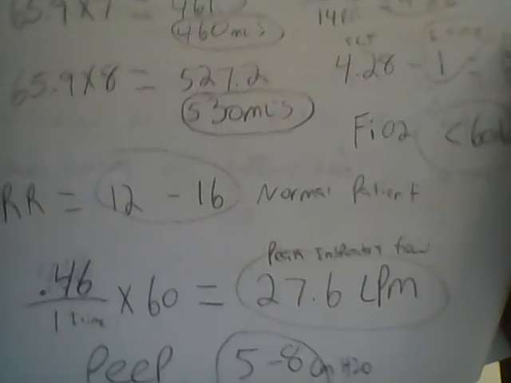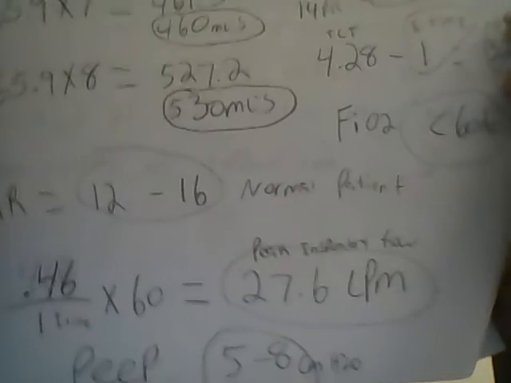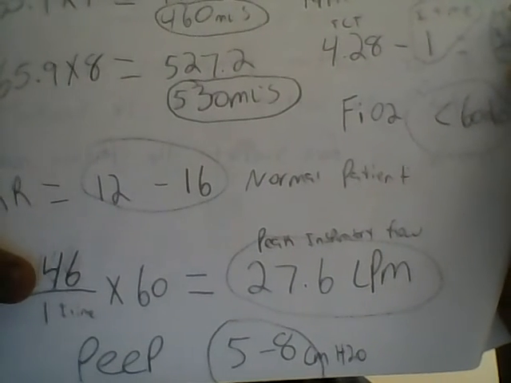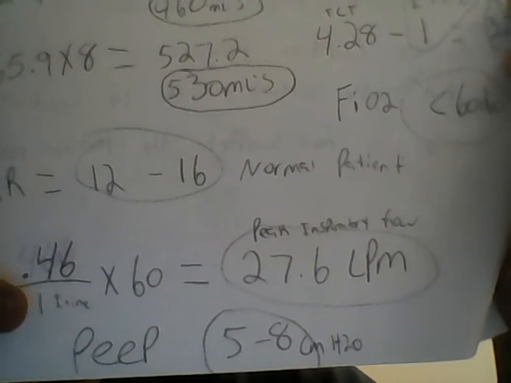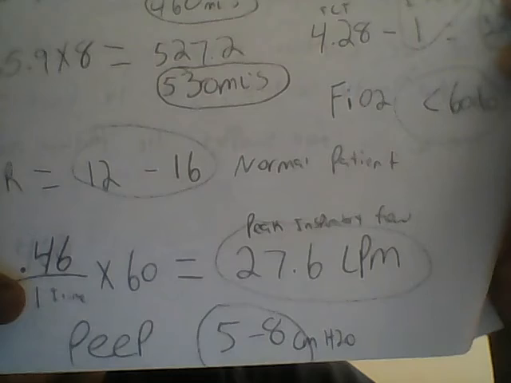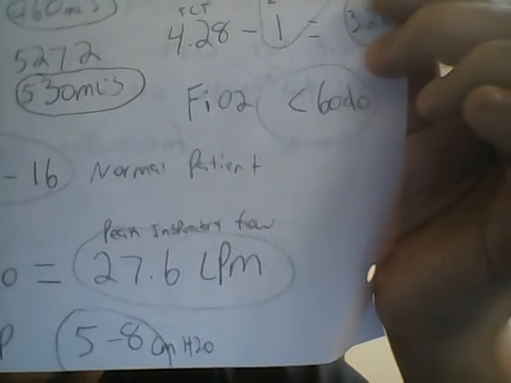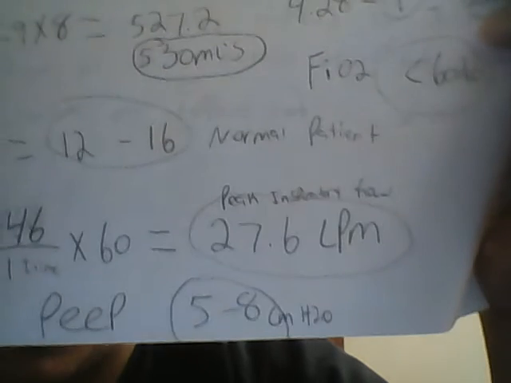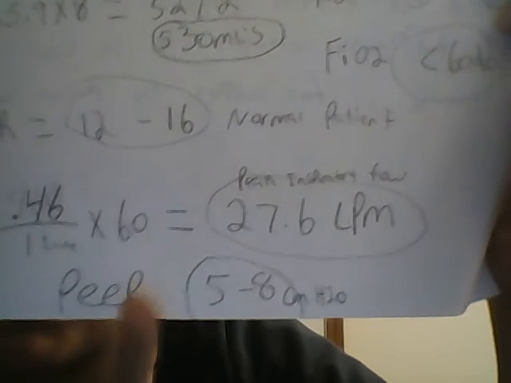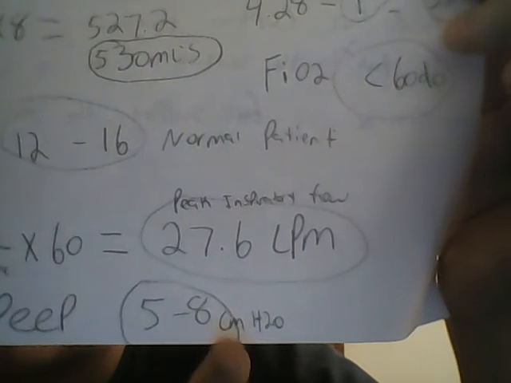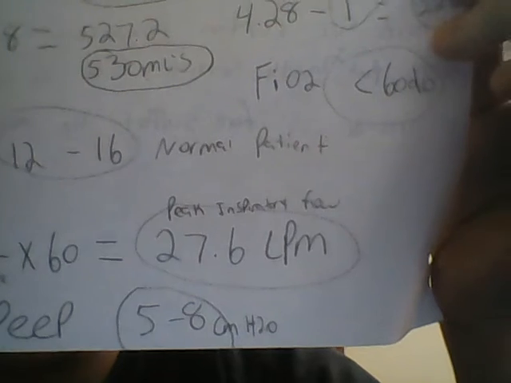And the flow that you will be giving the patient: you would take 0.46, because our tidal volume was 460, and divide it by our I time, which was 1. Times that by 60 gives you your liters per minute for flow. And then you would also set a PEEP pressure. PEEP pressures normally are between 5 and 8 centimeters of water pressure.